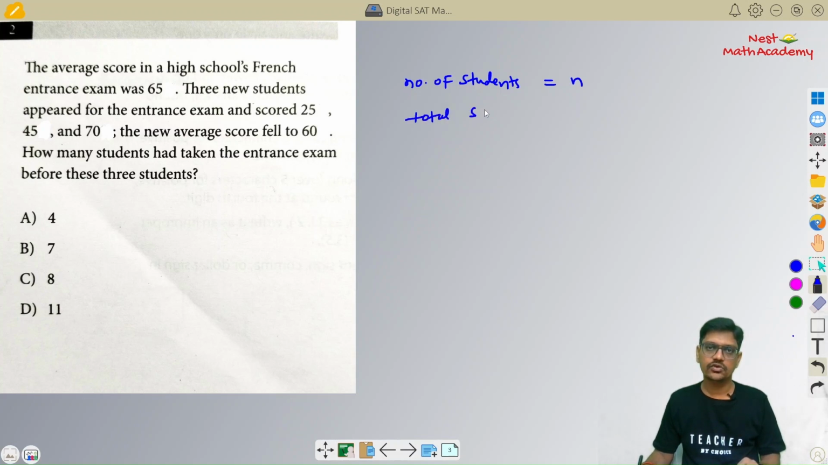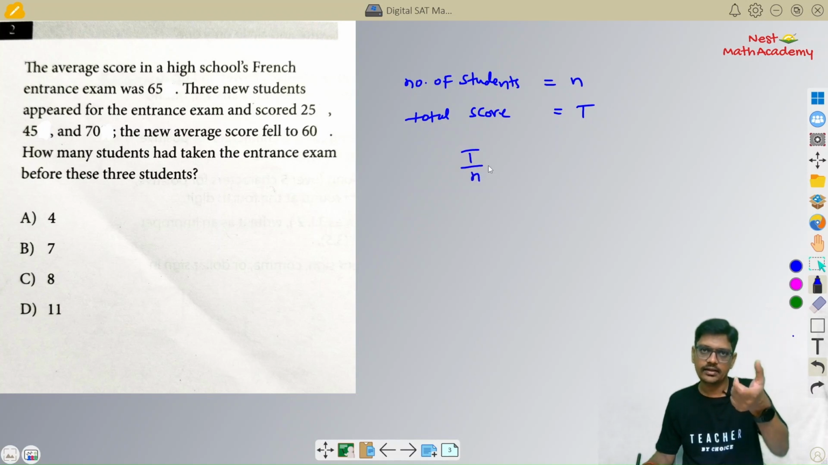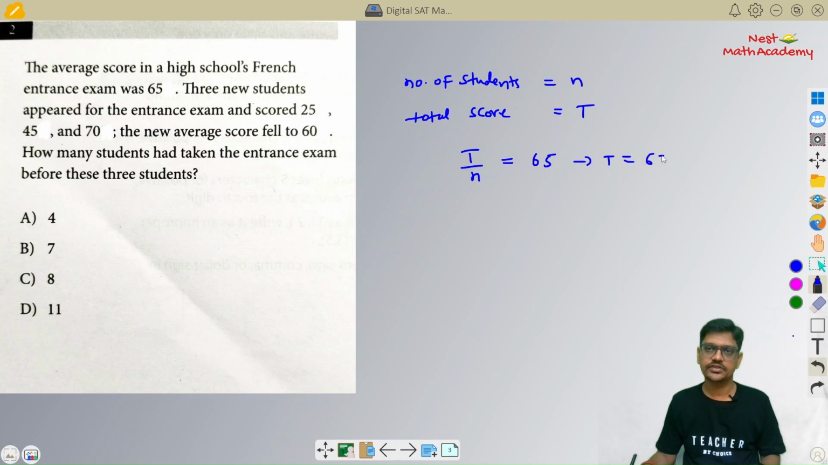And let the total score of these n students be some t. Now we all know that the average is obtained by dividing the total score by the number of students. So t over n, the total score obtained by those n students upon the number of students, is equal to 65. Multiplying with n on both sides, we get t is equal to 65n. Let it be like that.